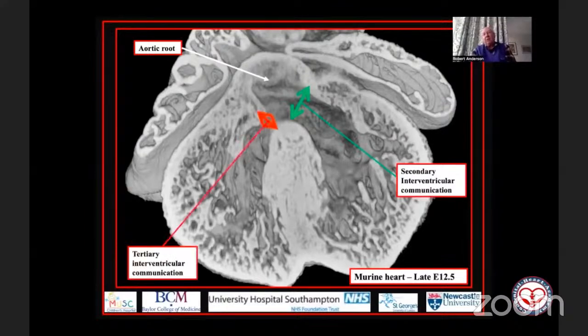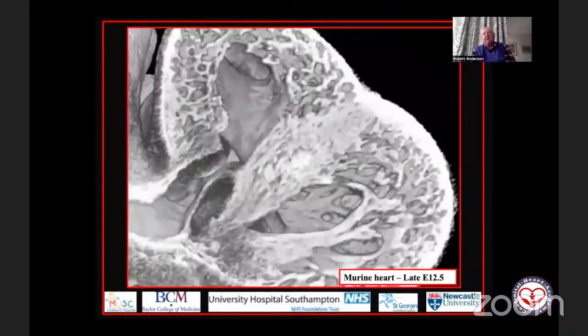But what I hope you can also see is the persisting channel between the base of the aortic root and the right ventricle. And this, of course, is now the tertiary interventricular communication. Now I can take this data set and I can cut it along the line shown in white. And then I can turn the data set itself so that you're looking at the basal part from the apex of the ventricles. And this is what it looks like.